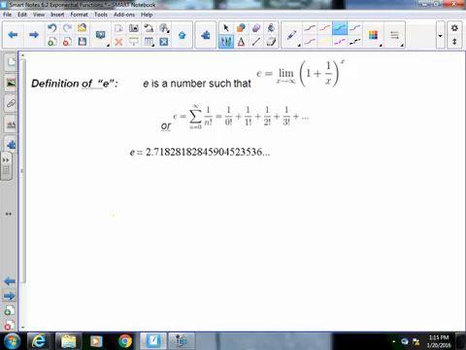2.71828182845904523536. Do I expect you to know all of those digits? No, but you should probably know the first 5 decimal places at least. You learned the first 5, the first 9 are easy, but know approximately what that number equals.